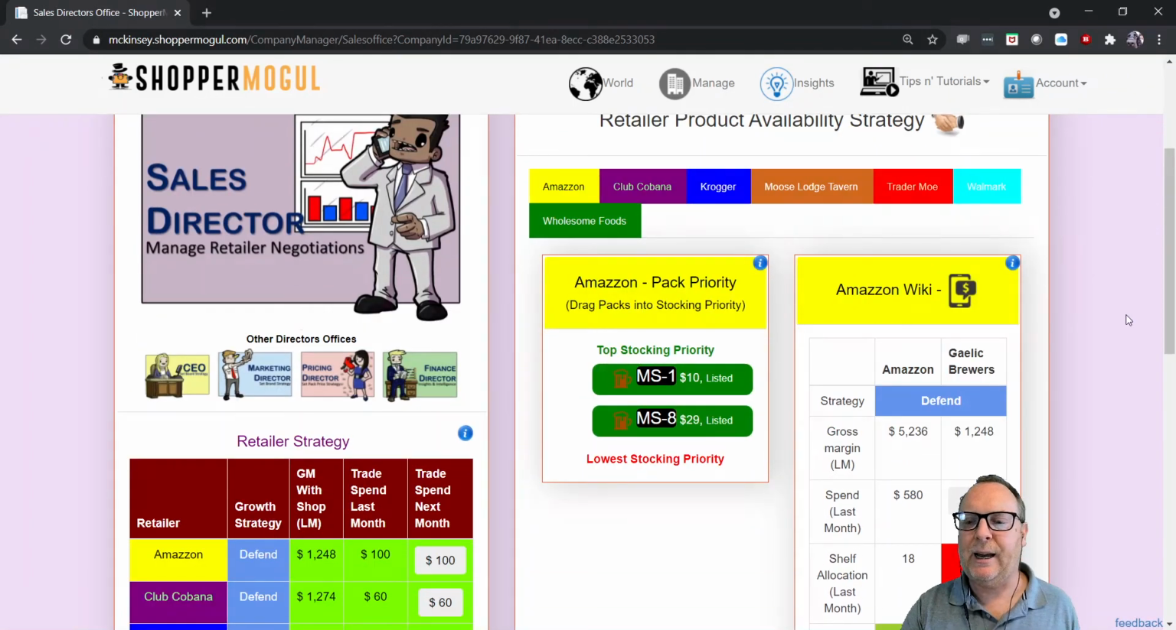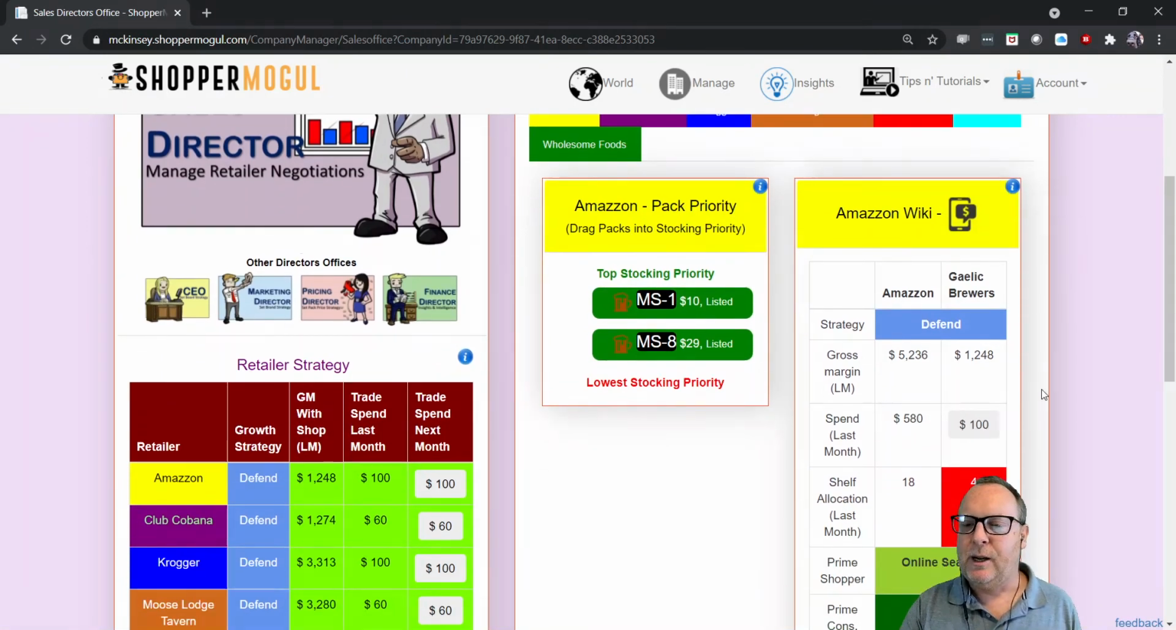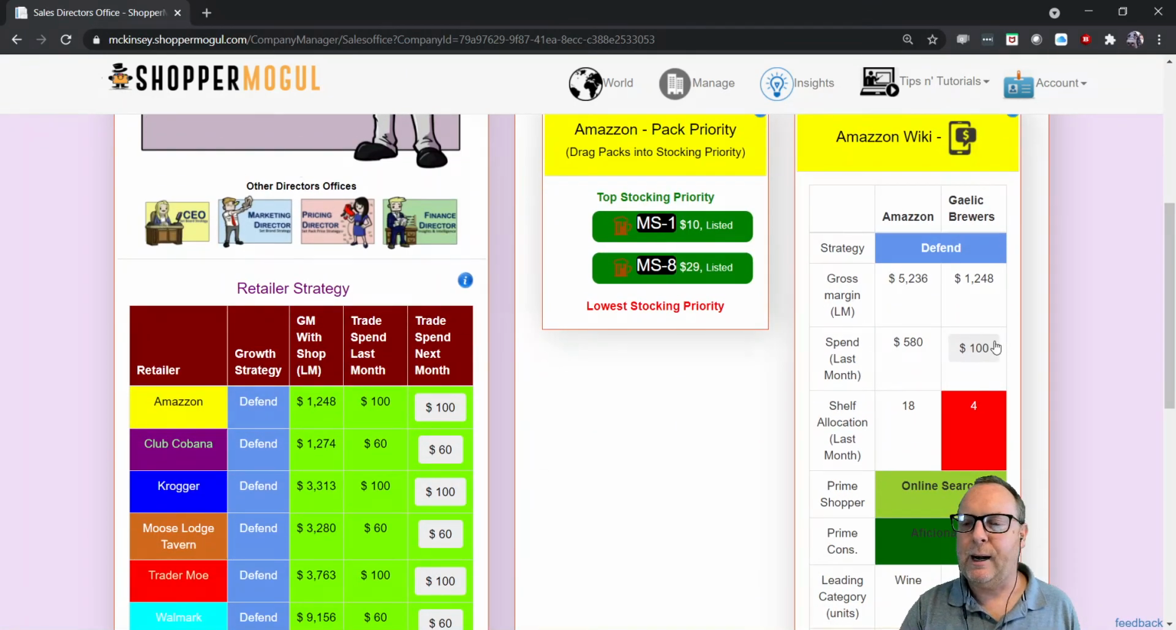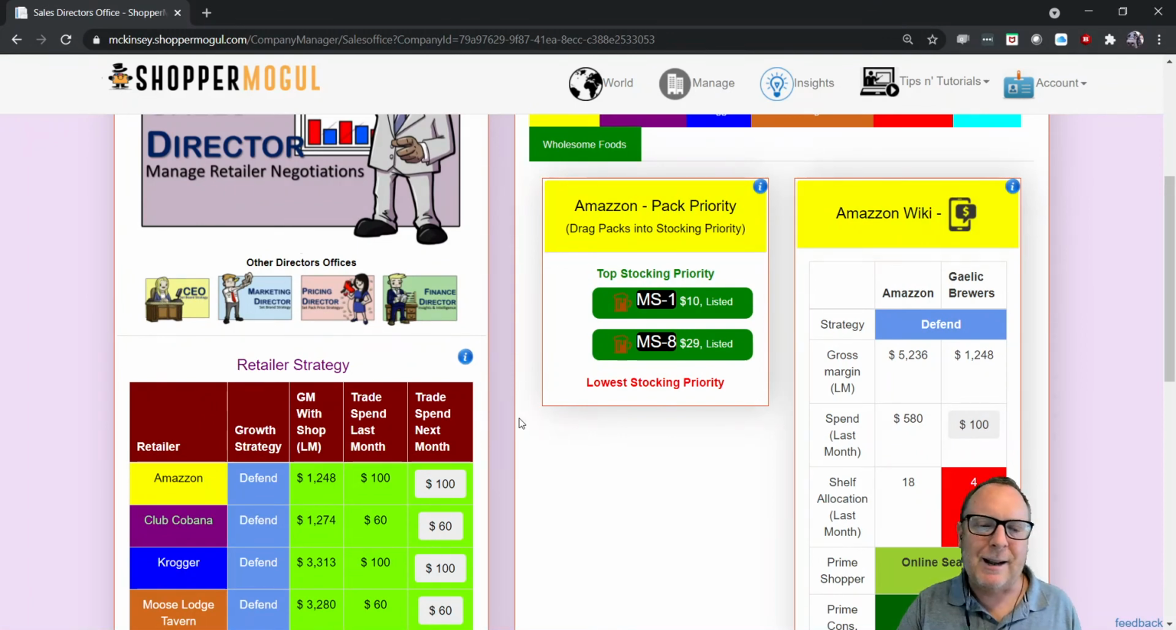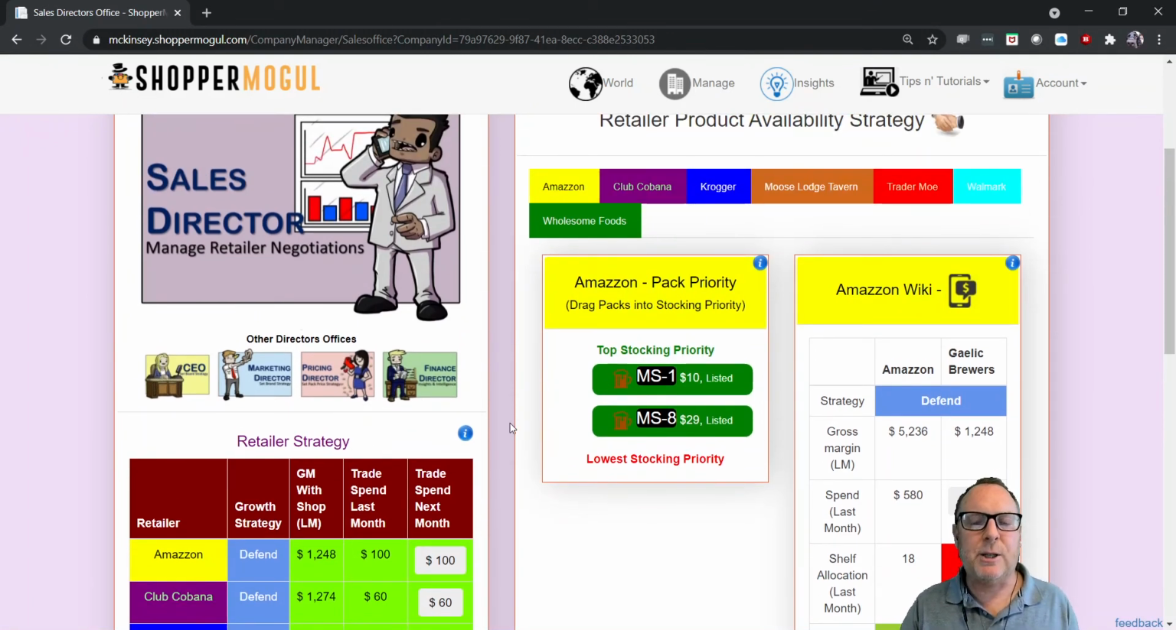So we can also see this reflected retailer by retailer. So Amazon, we can see at the moment, we're offering $100 to him in trade terms out of a total of almost $600 that the market is offering. And based on that, he's giving us 4 placements on his shelf out of his total 18 available placements. Now, you only have 2 packs at the start of the game, so 4 is plenty, but as the game goes on and you launch more, you'll find it gets more competitive to get your products out there.